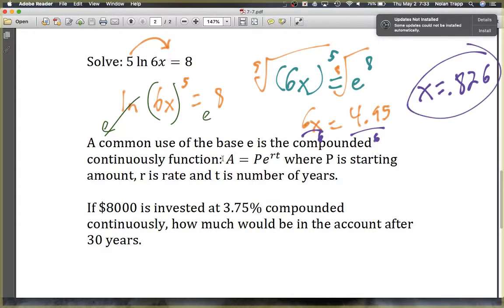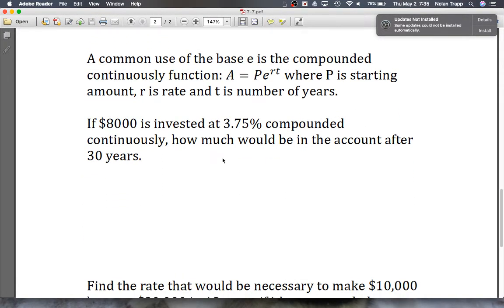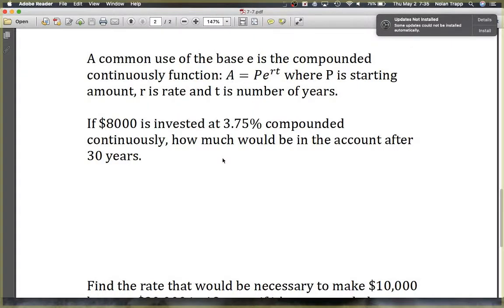Okay, a common use of the base e is the PERT equation, which is key to note. The PERT equation says this. Every time you see these words, you can immediately jump to this. And yes, you will see these words at least in college algebra and probably a few times beyond that. Maybe even statistics if you have to take that.